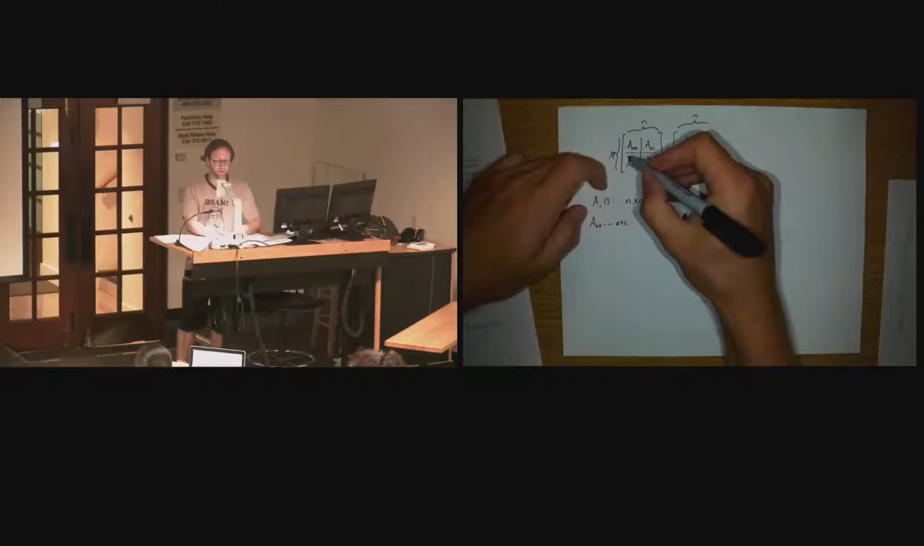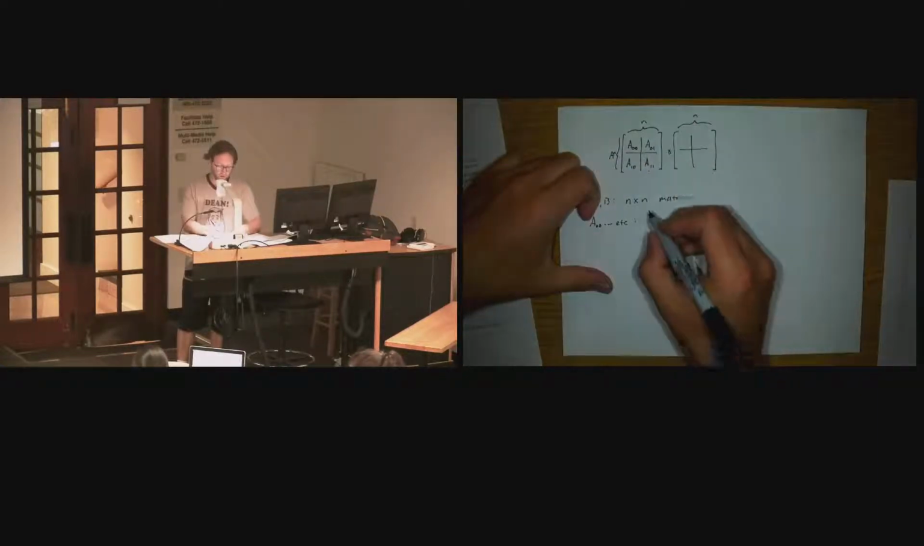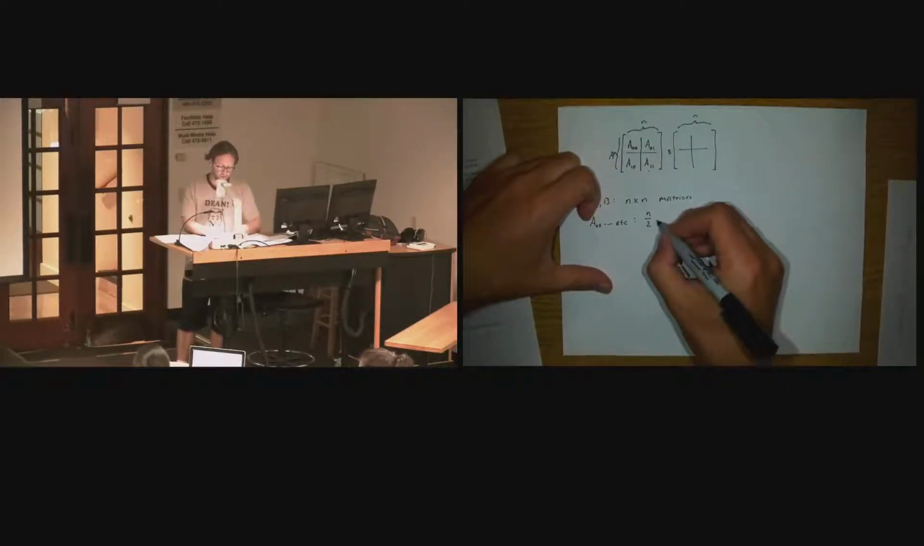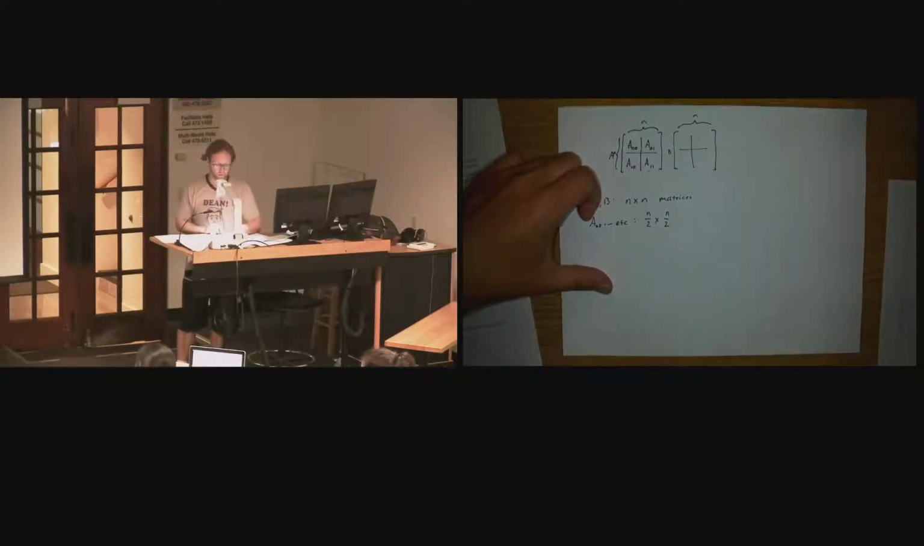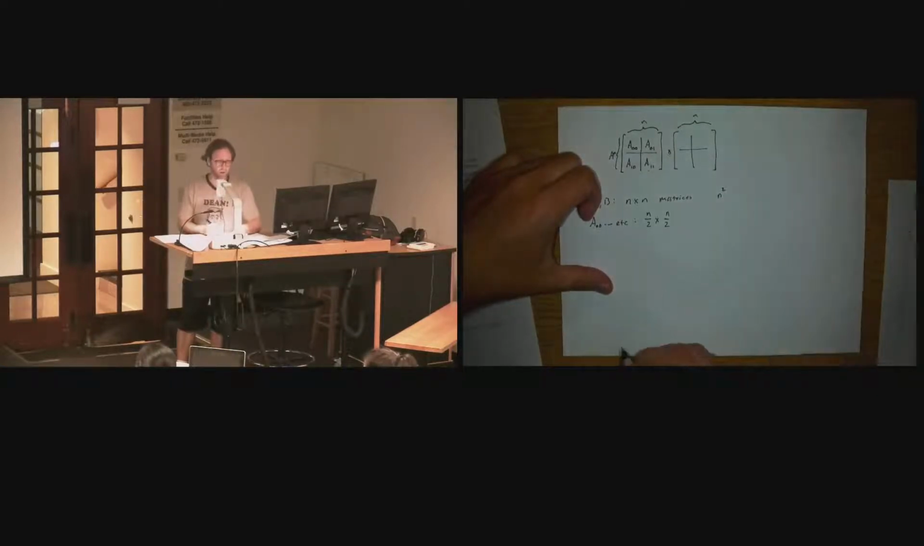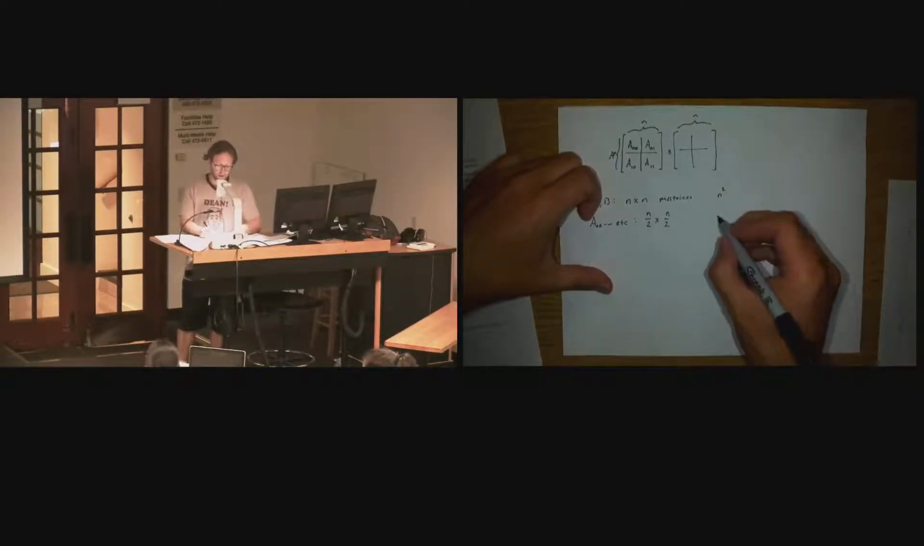Well, if I cut, this is roughly going to be in half. So it's an n divided by 2 by n divided by 2 matrix. Right? So how many entries were there up here? n squared. How many entries are down here? n squared divided by 4.